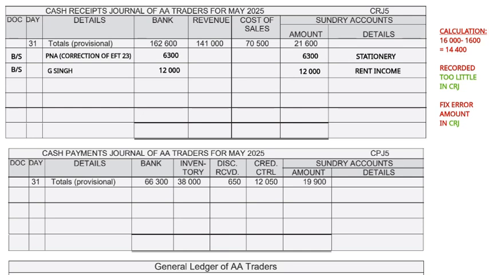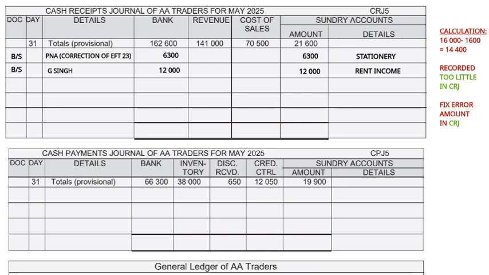So an error took place in my cash receipts journal. Instead of recording that I'm receiving 16,000, I've only recorded 1,600. So I recorded too little. So now I just need to add more income into this journal. So I just need to fix the amount in my cash receipts journal. So the difference between 16,000 and 1,600 rand is 14,400. So I must still receive another 14,400 towards rental income from Mitchell, my tenant.